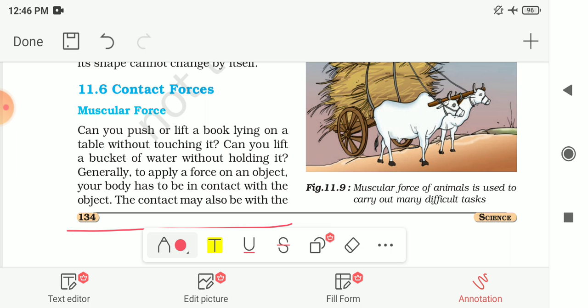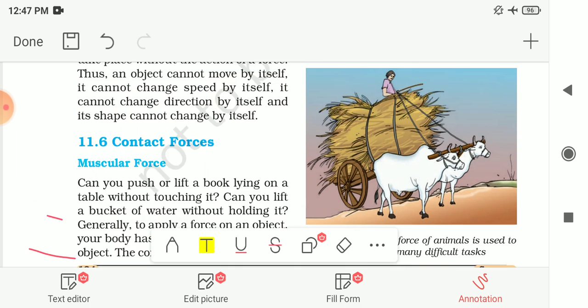Another example: can you lift a bucket of water without holding it? No, you cannot lift the bucket without holding it. For that you have to hold the bucket, or you can say there should be contact between the hand and the bucket to lift it. Generally, to apply force on an object, your body has to be in contact with the object. It is necessary that contact should be there between your body and any other object on which you are applying the force. The contact may also be with the help of a stick or a piece of rope.